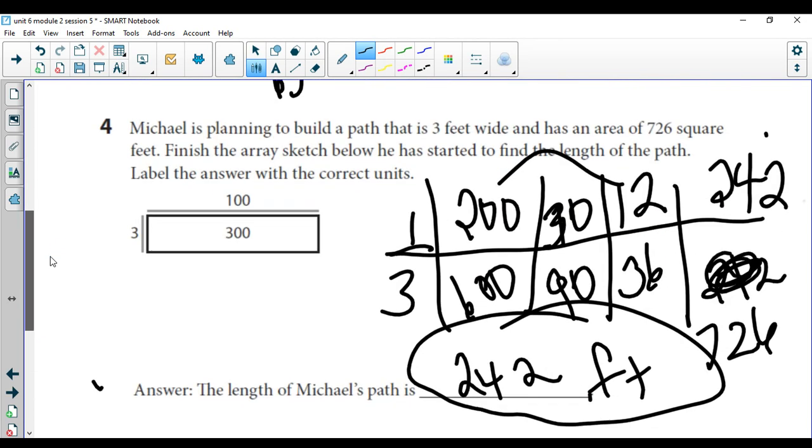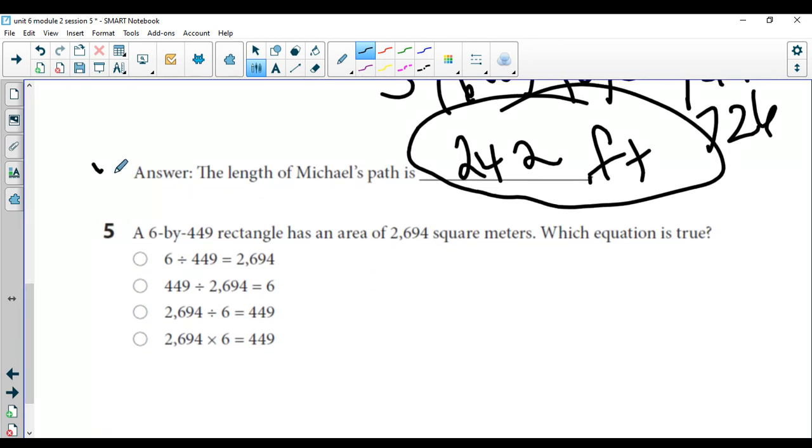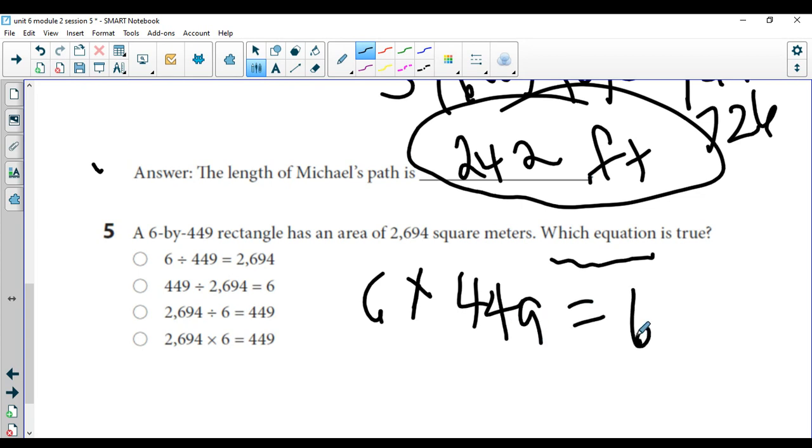Okay, next up, number 5. A 6 by 449 rectangle has an area of 2,694 square meters. Which equation is true? Oh, wait, pause it. Okay, now welcome back. Only one equation's true because it says which equation. 6 times 449 equals 2,694. Okay, let's look. Which one of these equations would get you here?